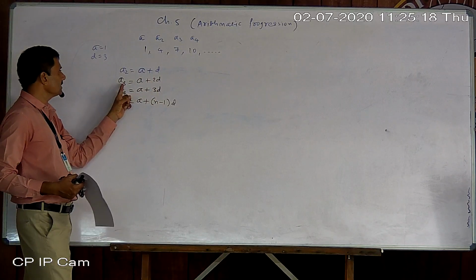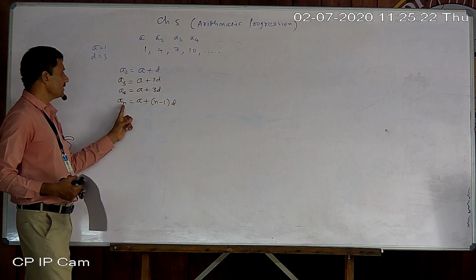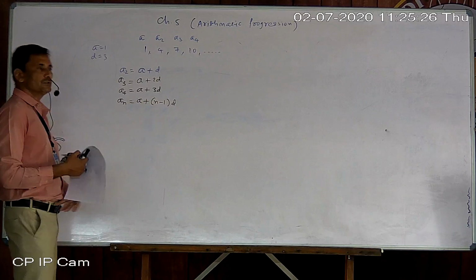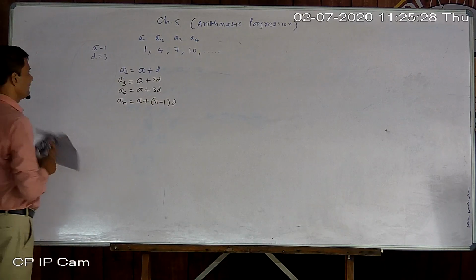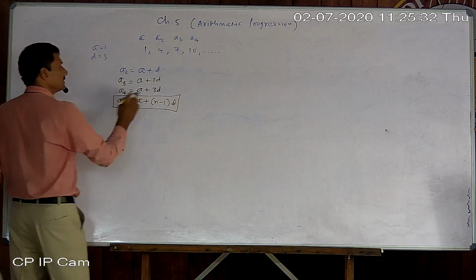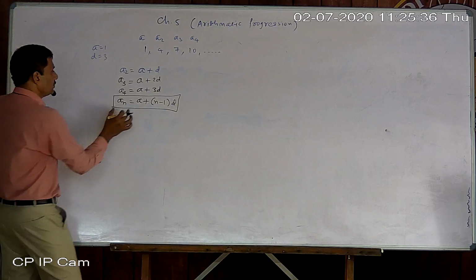Why? Because here is 3, then here is 2. Here is 4, then here is 3. If here is n, then it must be n minus 1 here. Okay? So this is the formula. So you understand this formula. If you don't understand, then just memorize it. Okay? How to use that formula?